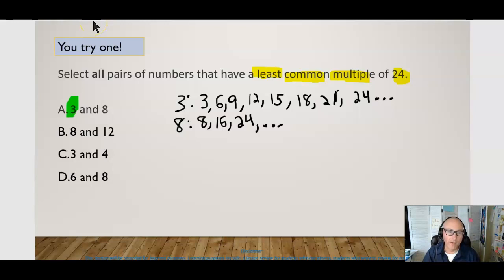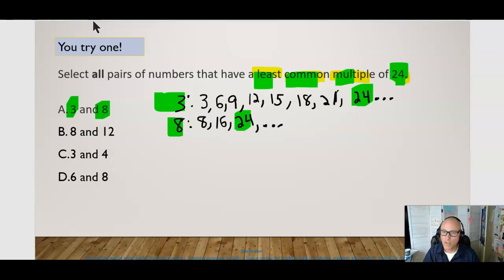Here we have 3 and 8. What's the least common multiple? These are the multiples we have in common, and that is 24. So we're looking for the pairs that have 24 as the least common multiple. Do they have anything less than 24 in common? No 8s, no 16s. No. So this is a valid answer. A is one of the answers. Is there more than this, though? Let's find out.